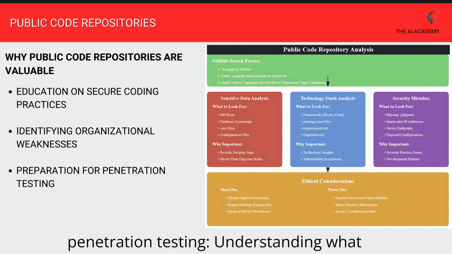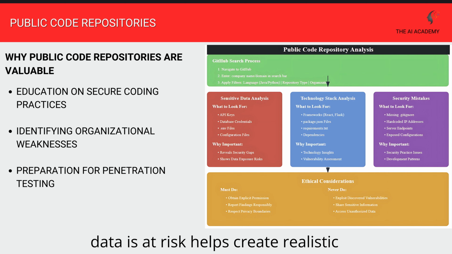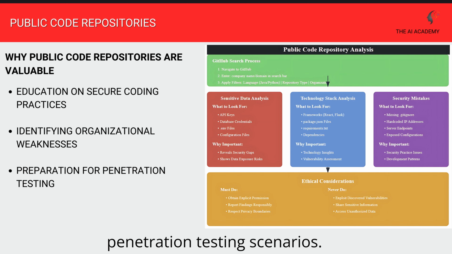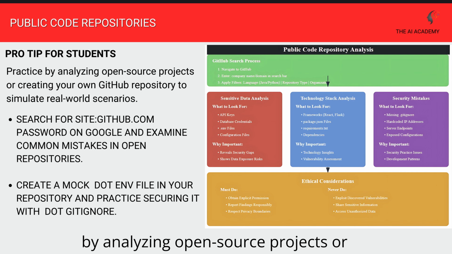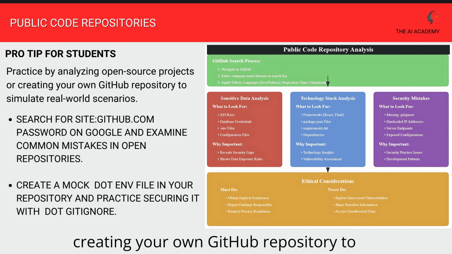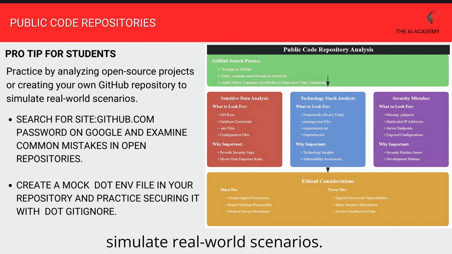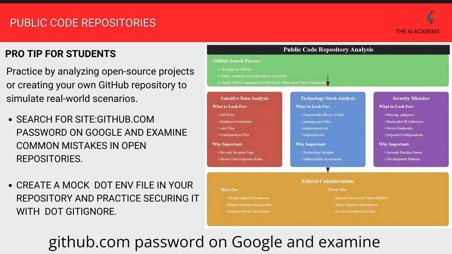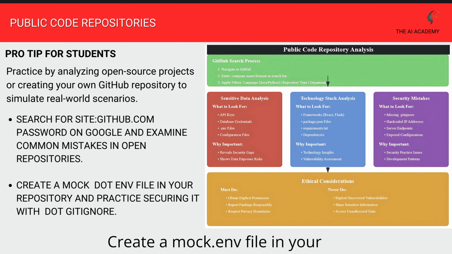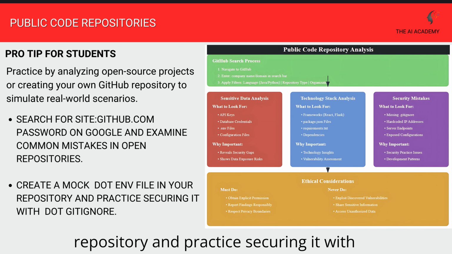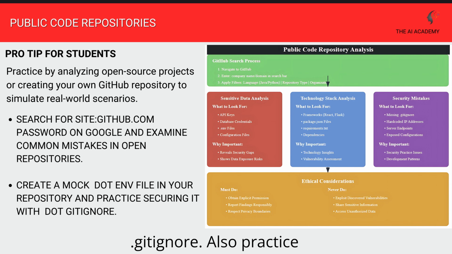Preparation for penetration testing. Understanding what data is at risk helps create realistic penetration testing scenarios. Pro tip for students: practice by analyzing open-source projects or creating your own GitHub repository to simulate real-world scenarios. For example, search for site:github.com password on Google and examine common mistakes in open repositories. Create a mock .env file in your repository and practice securing it with .gitignore.